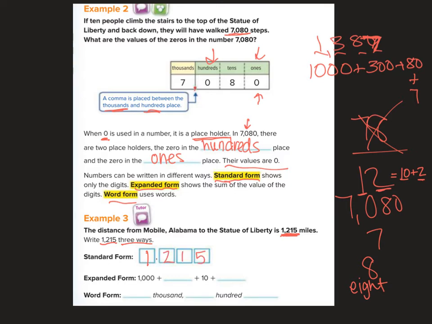1,215. Expanded form is where I take the value of each digit. So they already put 1,000. Next would be 200. Then 10. The 1 is worth 10. And then the 5 is just 5.